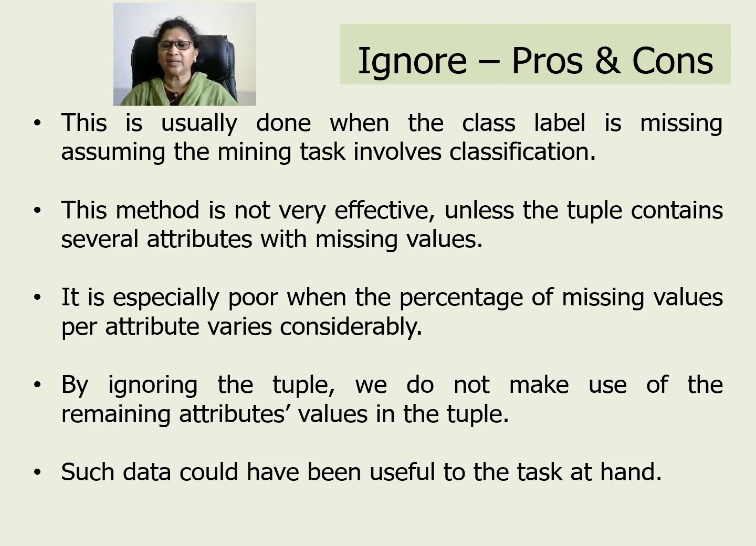By ignoring the tuple, we do not make use of the remaining attribute values in the tuple. What we do is we simply omit it. We are not looking at the existing values. We are not taking benefit of some values which were present. We simply omit it. It may happen that the values which were recorded may be of some use in our analysis. But what we do in ignorance is we simply ignore all the values.